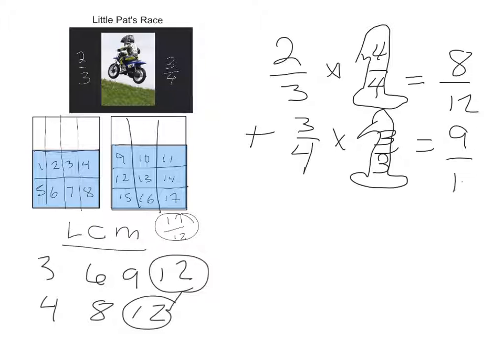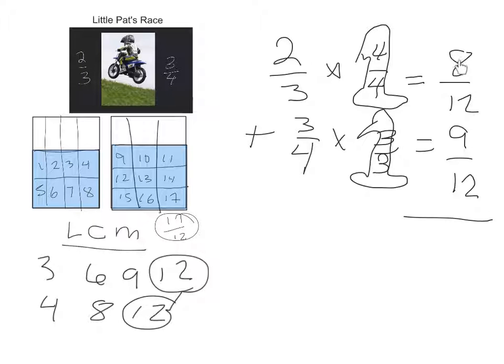So I'll write my 12 right there. And now let's notice this again. 9 twelfths. I've got 1, 2, 3, 4, 5, 6, 7, 8, 9. So if you notice, this fraction here represents how I've changed this fraction box right there. So now all I have to do is add these two bad boys up, right?